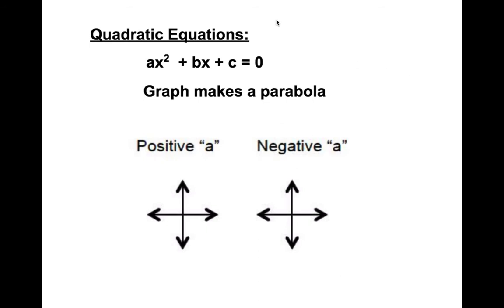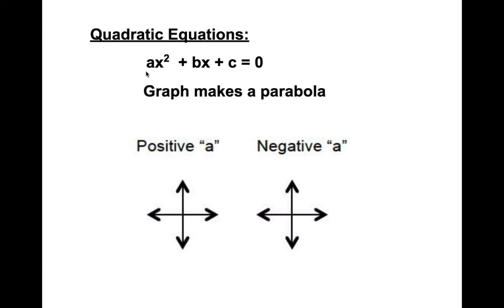So a quadratic equation is in the form ax squared plus bx plus c equals 0. You'll notice the difference between linear and quadratic is that it has this x squared term. So you have to have a number in front to make it a quadratic equation. Otherwise, it's linear. So the graph, when you have x squared, makes a parabola.